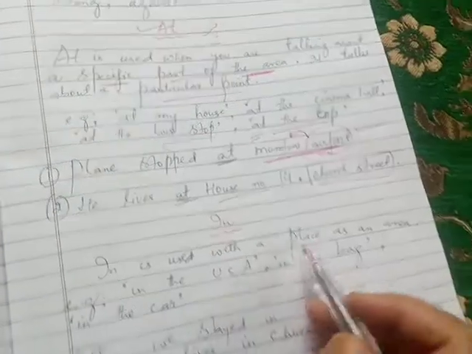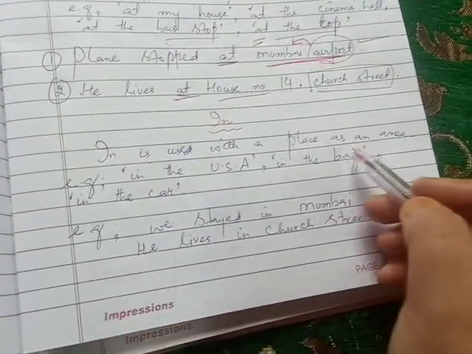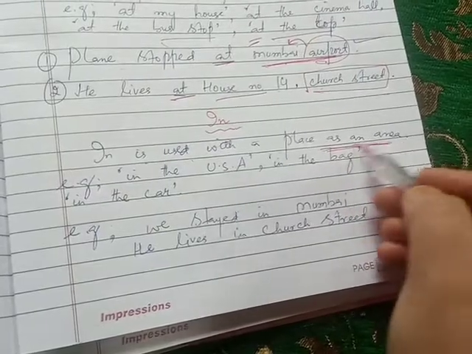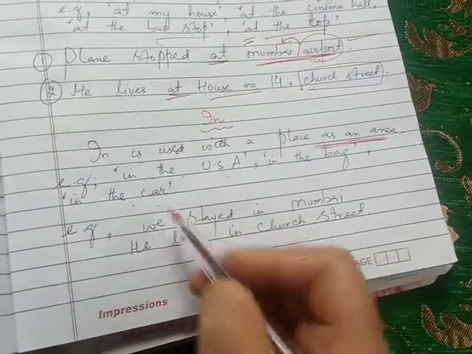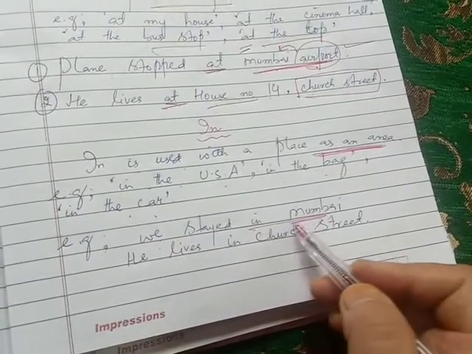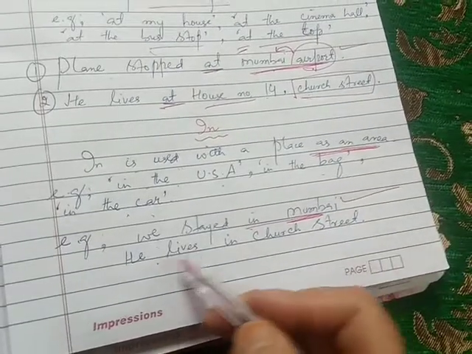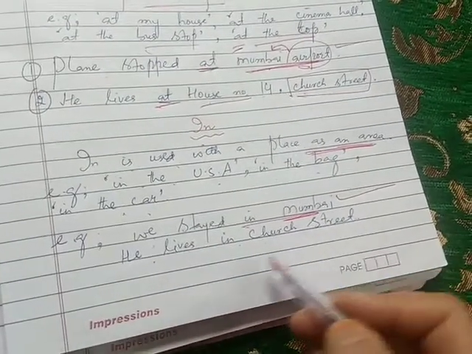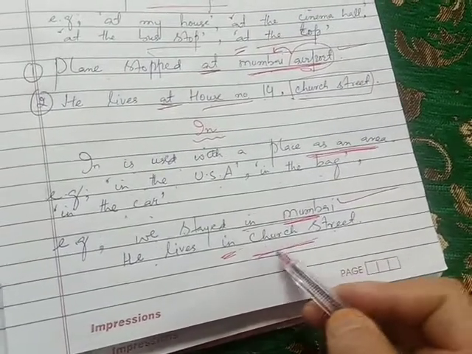Okay, now let's move towards in. In is used with a place as an area. For example, in the USA, in the bag, in the car. Here, for example, we stayed in Mumbai, because I told you that in is used with a place as an area. He lived in Church Street.